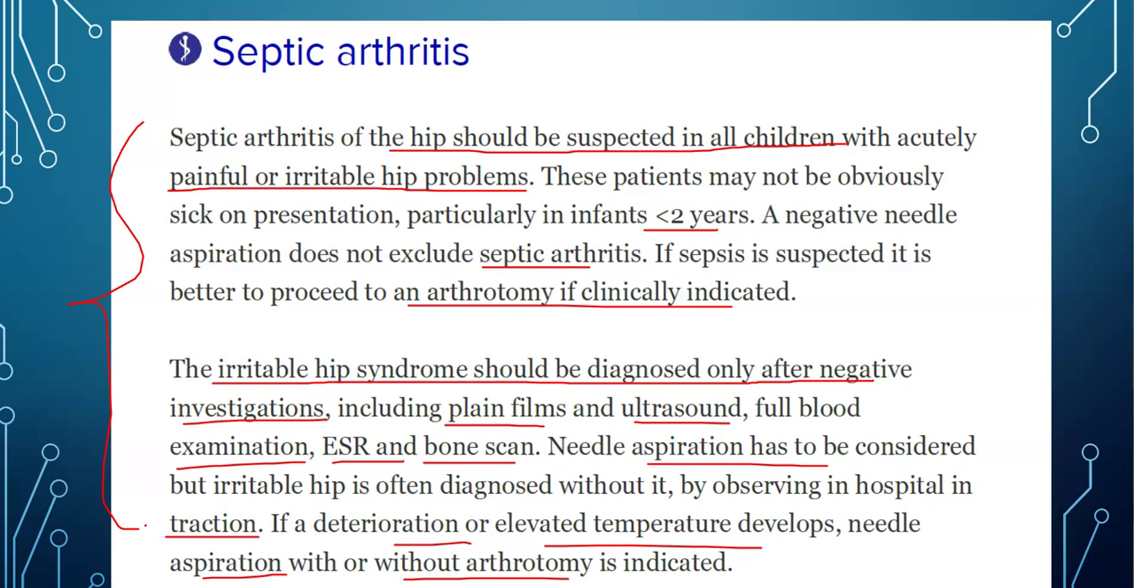So if the child has features of synovitis, you will send the child to the hospital and they will consider what they want to do. You will start with a blood test, X-ray, ultrasound, and if the child doesn't have any fever, then you can just put the child in for observation in the ED. If the child starts to get more pain or fever develops, then you will proceed to needle aspiration with or without arthrotomy. That means sometimes you might need to just do a washout of the joint to reduce all the pus and everything.